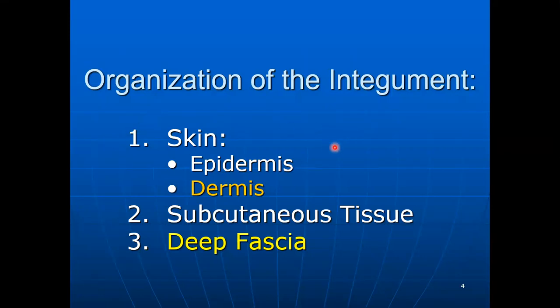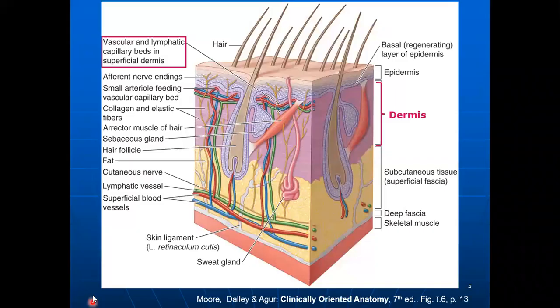Organization of the integument. So when we're looking at a person, looking at their skin, most superficially, you're going to see the skin. On the outside, the most superficial is your epidermis, and then deep to your epidermis is your dermis. And then deep to the skin, you have the subcutaneous tissue. And then deep to the subcutaneous tissue, you have the deep fascia. And then the deep fascia is going to be surrounding your organs and your muscles.